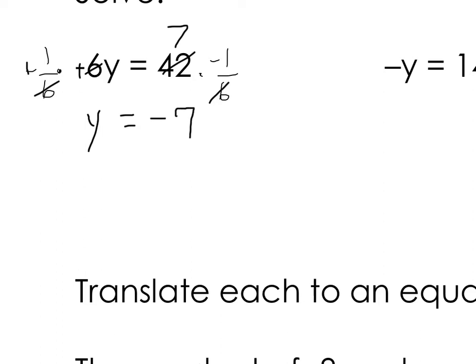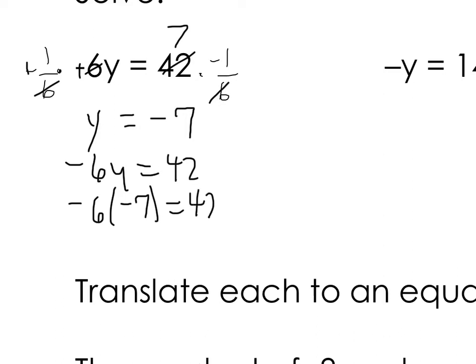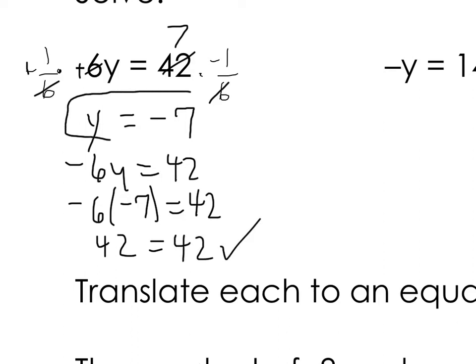And you can always put that into the original equation, negative 6y equals 42. Put negative 7 into that equation in place of y. That gives you positive 42 equals positive 42, so it checks. So our solution is, in fact, y equals negative 7.